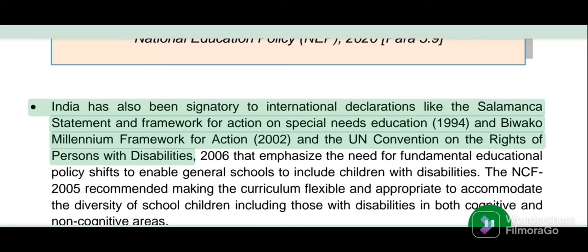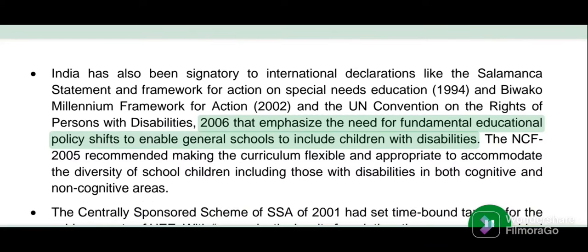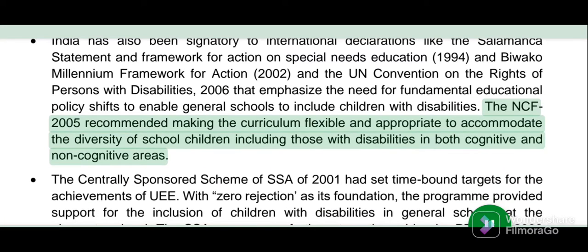Special Needs Education 1994 and Biwako Millennium Framework for Action 2002, and the UN Convention on the Rights of Persons with Disabilities 2006 that emphasize the need for fundamental educational policy shifts to enable general schools to include children with disabilities. The NCF 2005 recommended making the curriculum flexible and appropriate to accommodate the diversity of school children, including those with disabilities in both cognitive and non-cognitive areas.